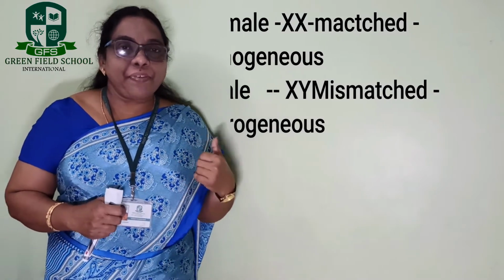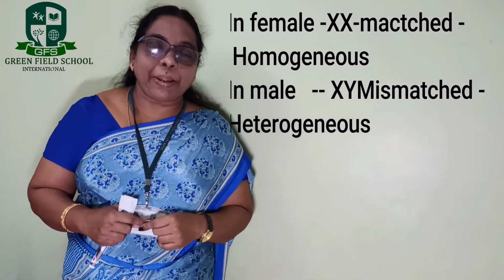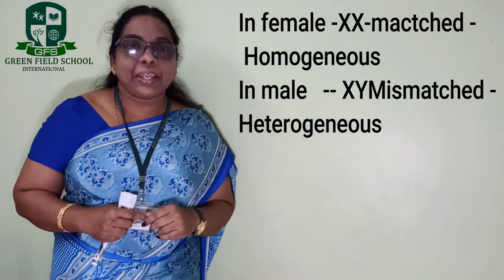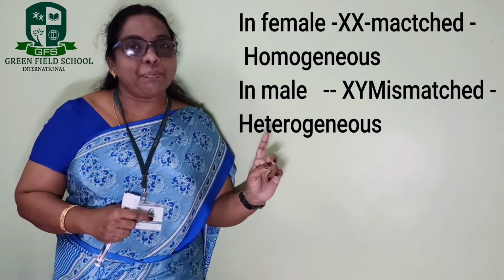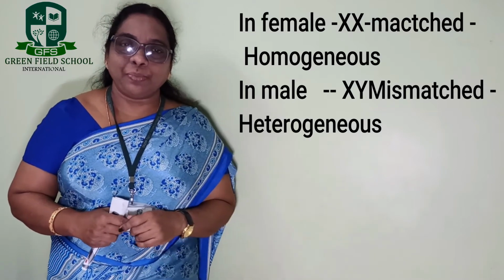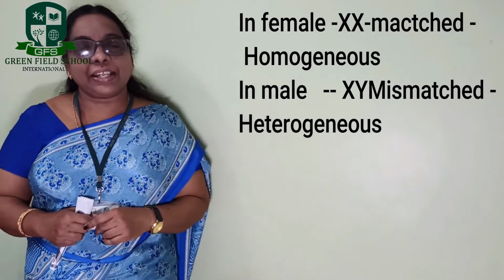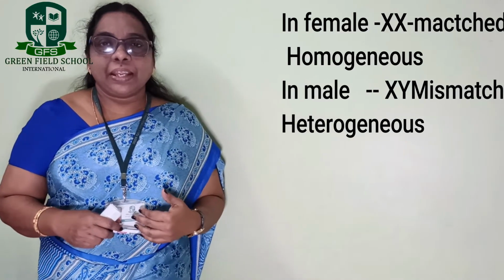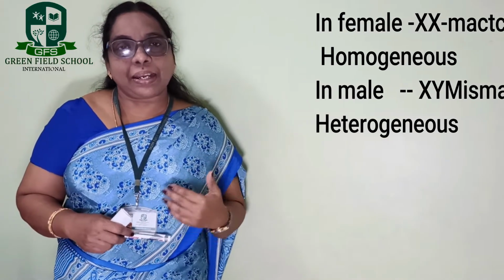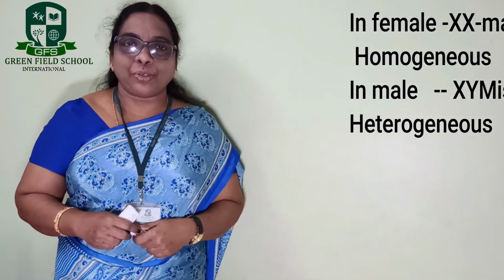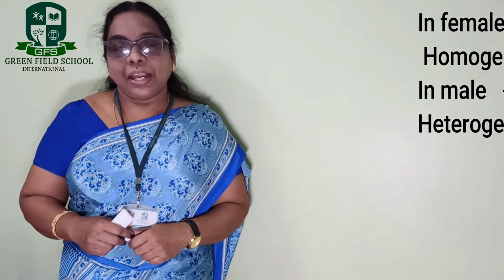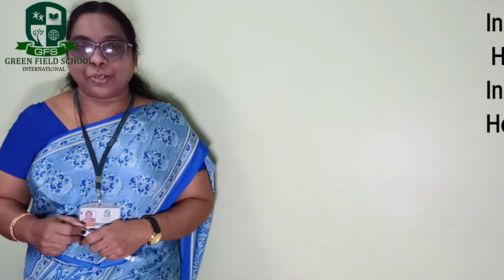In females, they have one pair of chromosomes, X and X, and if you see, both are matched chromosomes, and we can also say that they are homogeneous. And in males, there are the X and Y chromosomes. These two are mismatched chromosomes, or we can also say that they are heterogeneous chromosomes.